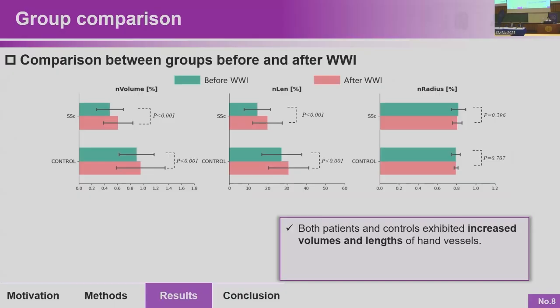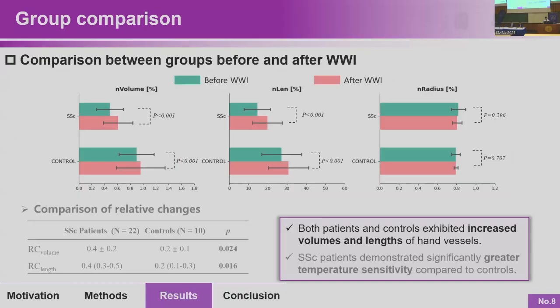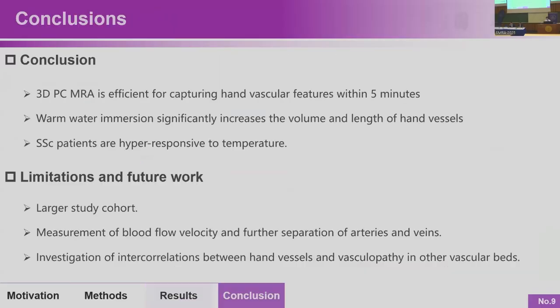Both patients and controls exhibit increased volumes and lengths of hand vessels, but there's no significant difference in mean radius between groups. Also, notably, systemic sclerosis patients demonstrated a significantly exaggerated response to thermal stimulation. And this is the conclusion.